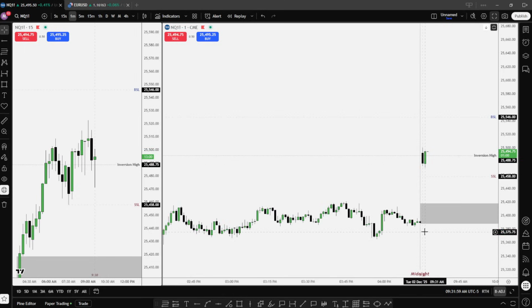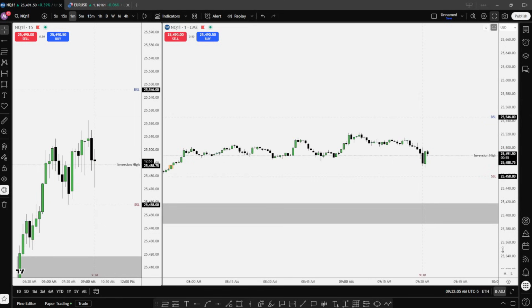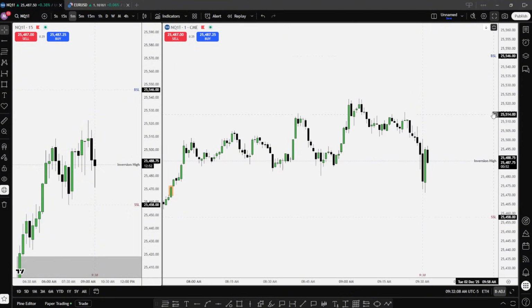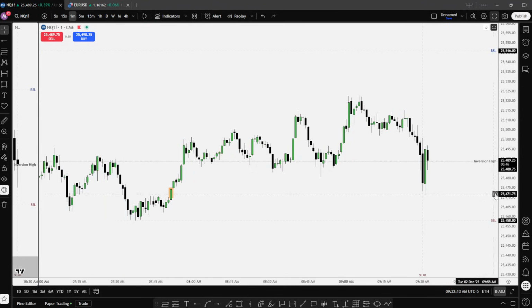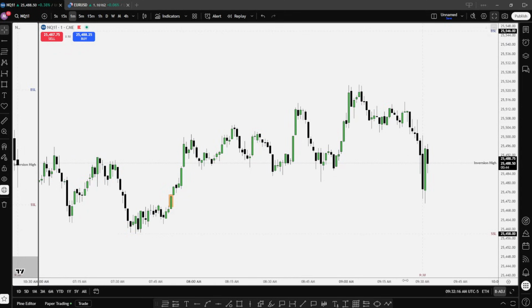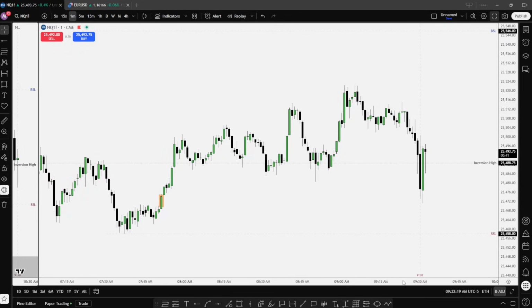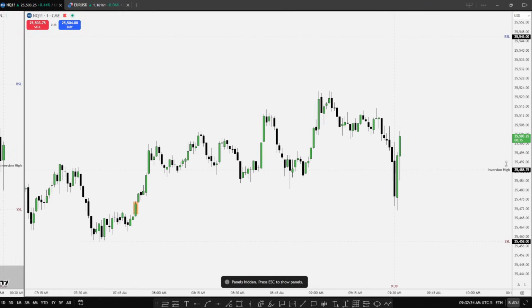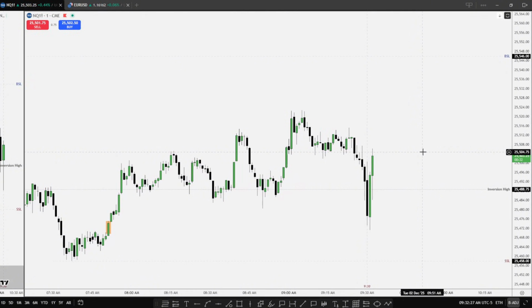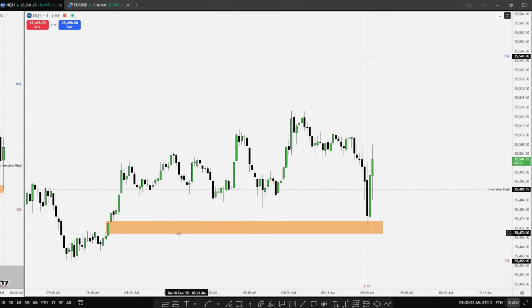We have an opening range gap lower. So that's likely to get filled. General rule. So now we hit here, and it looks like this order block here now is putting in support.